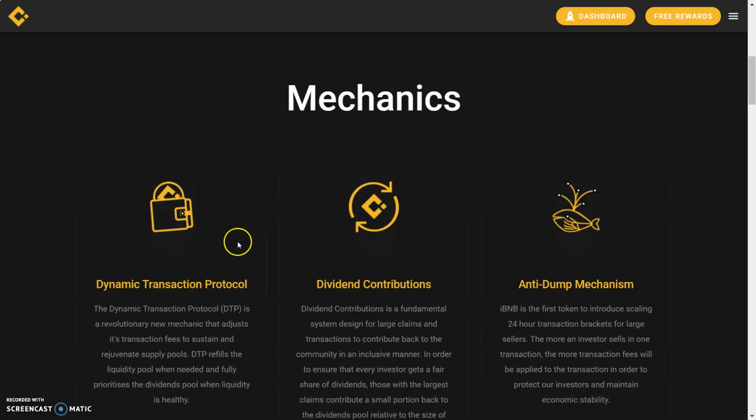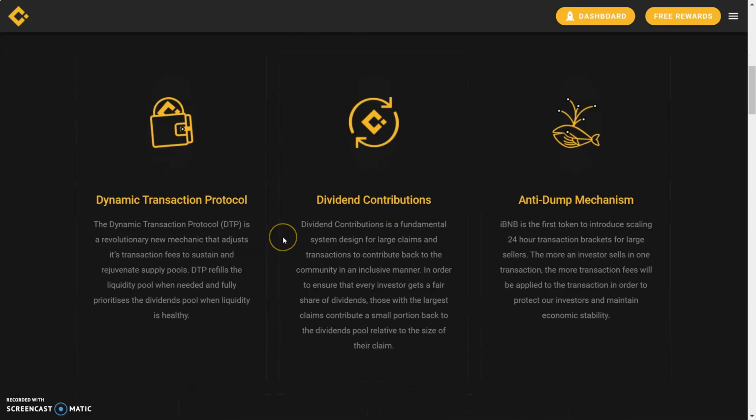All right, so we got the mechanics right here. We got the Dynamic Transaction Protocol. The Dynamic Transaction Protocol, DTP, is a revolutionary new mechanism that adjusts its transaction fees to sustain and rejuvenate supply pools. DTP refills the liquidity pool when needed and fully prioritizes the dividends pool when liquidity is healthy.